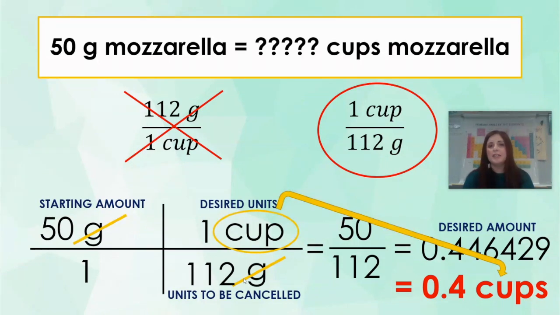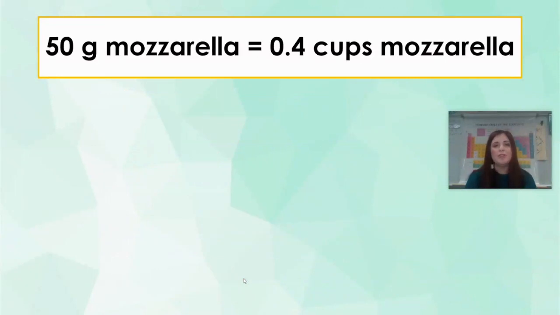Now, something like this, of course, I love cheese, so I would probably round up. Whereas other people who might not like something super cheesy could round down. And this is the beauty of cooking, right? We can change things to suit our own personal preferences. And it's all significant figures, right? Because we are able to do that. Cooking is not an exact science. Baking is, but cooking is not. Anyway, 50 grams mozzarella is 0.4 cups.